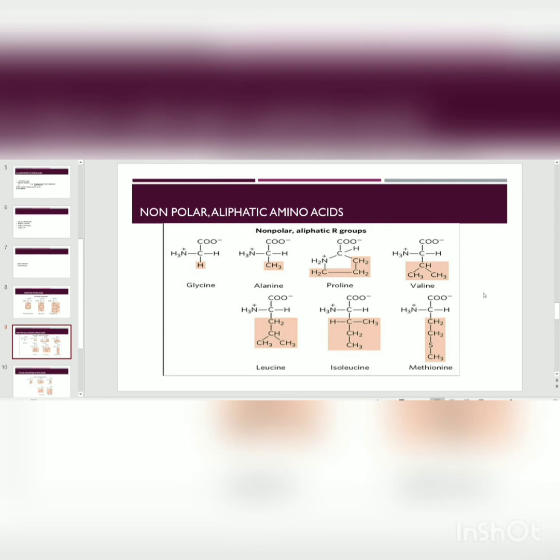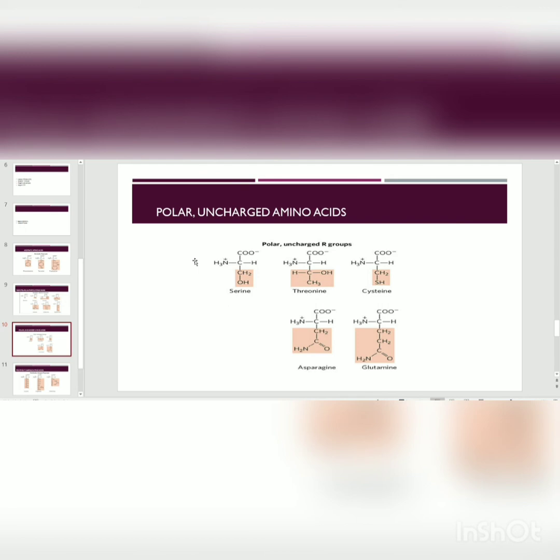Right. Non-polar aliphatic amino acids. These are the amino acids which are non-polar in nature, okay, which do not have a charge. You all know the meaning of non-polar. Okay, so this is glycine, alanine, proline, valine, leucine, isoleucine, methionine. Right, these are the non-polar aliphatic amino acids. Now, the next one is the polar uncharged amino acids. These are polar and have no charge. We take the example of serine, threonine, cysteine, asparagine, and glutamine here, right?